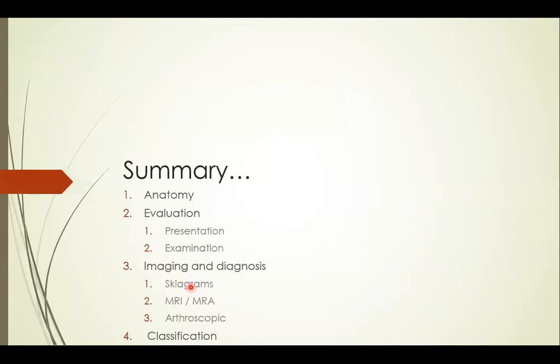In order to summarize, just to recollect, we've gone through the anatomy, the different structures individually, giving individual merit to the same. We've evaluated the condition. We've understood how they present and how we examine with the tests. We've gone through the imaging and diagnosis with the skiagrams for variance, fractures, and DRUJ instability widening. We've gone through MRI or MRA, and the arthroscopic portal examination, at least from the diagnostic point of view. And we've gone through classification. So I would like to end my presentation here. Thank you, everyone.